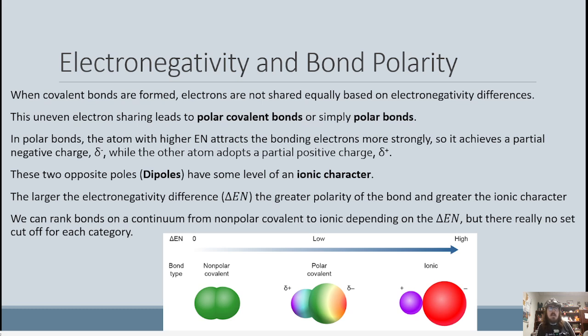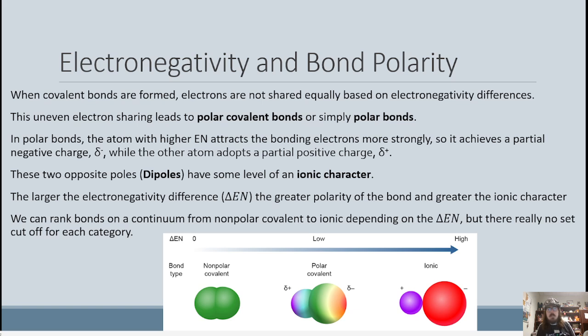We can actually measure this by finding the difference in the electronegativity. Generally, the larger the electronegativity difference, the greater the polarity, the greater the ionic character. And we can rank bonds on a continuum from nonpolar, where the difference is 0, to ionic, where the electronegativity difference is very high.